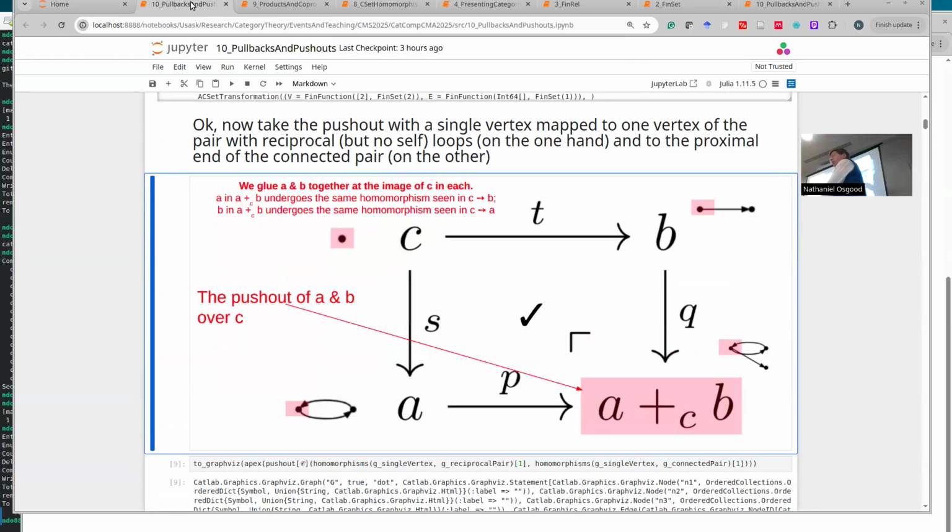So we're going to be taking the pushout of two graphs. Now, the pushout is like a coproduct. So we're going to take a graph that's shown on the board. That's our graph B, and our graph A, that's this one here. It's a reciprocal pair.